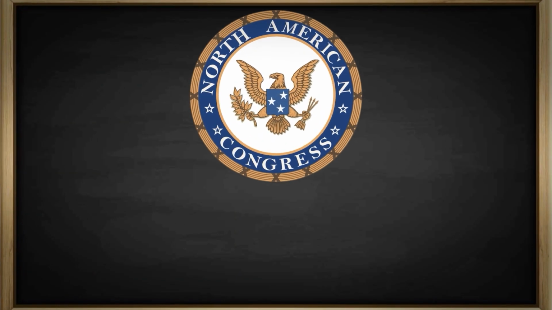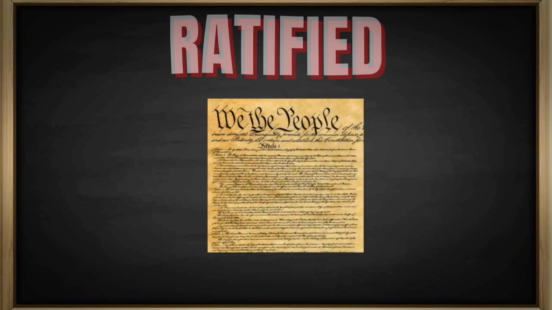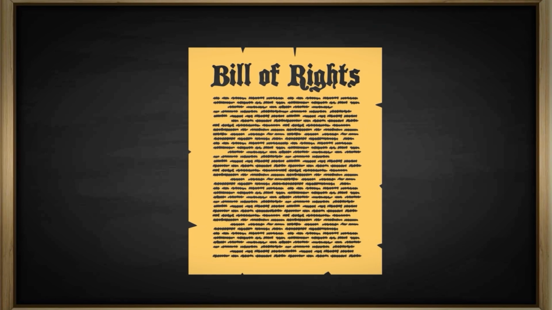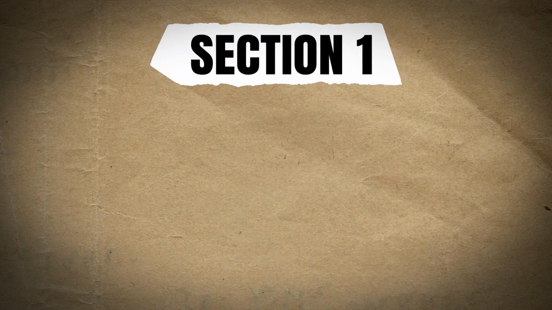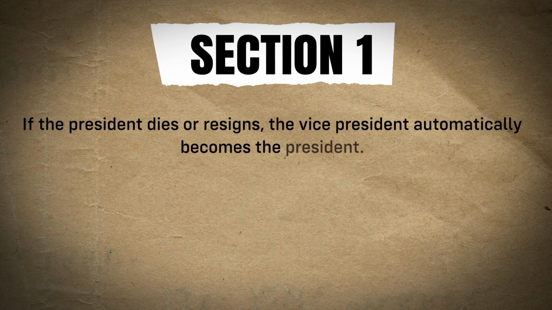Finally, Congress acted. By 1967, the 25th Amendment was ratified to fill the void. The whole point was to design a system that could deal with replacing a president. It has 4 parts. Section 1. This is the simplest part. If the president dies or resigns, the vice president automatically becomes the president.